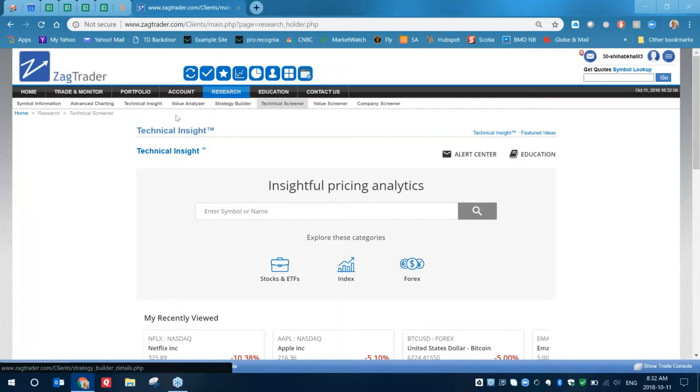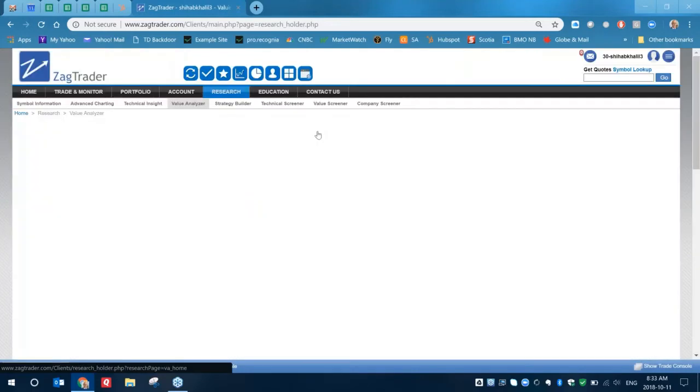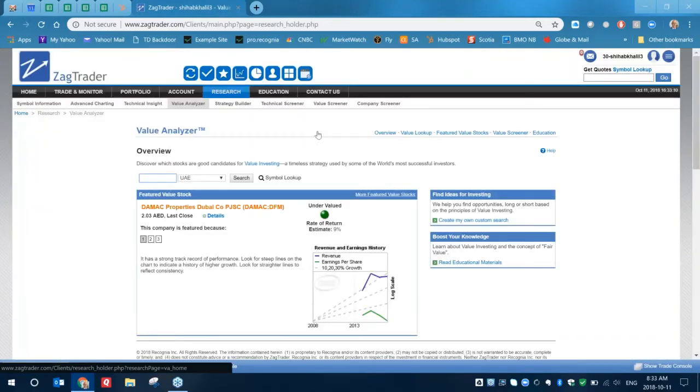And I'm going to start with Value Analyzer, and I think it's a very nice complement to Technical Insight. So whereas Technical Insight is all about technical analysis, Value Analyzer is really all about fundamental analysis. And there's some upcoming changes to this product coming as well. So what this really allows you to do is understand whether a particular stock matches the principles of value investing. And value investing is a very popular form of investment management, popularized by people like Benjamin Graham and Warren Buffett and Peter Lynch and so on.